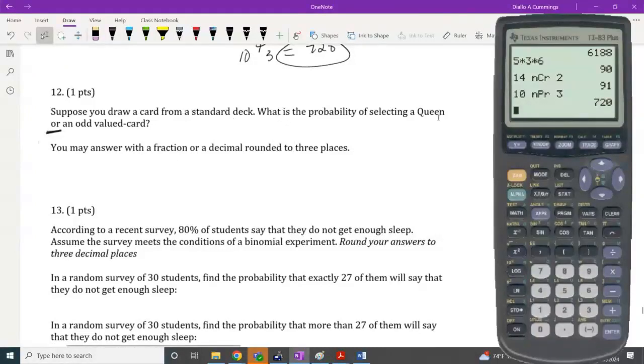Since in this problem we have the probability of a queen or an odd value card, that means the queen is not an odd number card. So we don't have to use that addition rule. We're simply going to find the number of queens in the deck of cards, find the number of odd value cards in the deck, and then just divide by the total number of cards in the deck, which is 52.